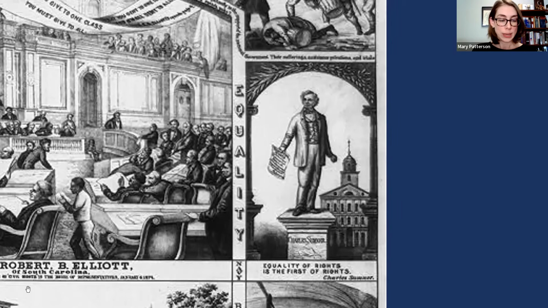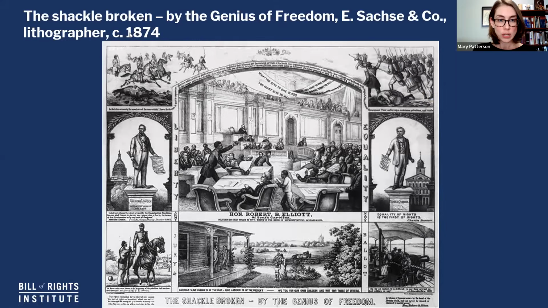If I zoom back out for you guys, I can show you over here, you have a picture of African Americans serving in the Civil War. So you have soldiers, you have sailors, and it's basically saying, these men fought and died for this cause. And now we're arguing for equality of rights.